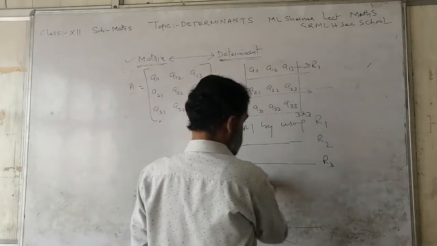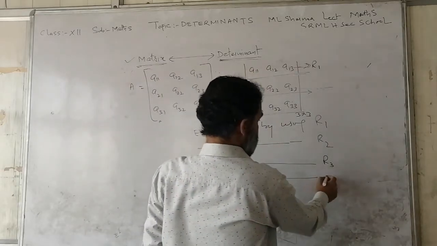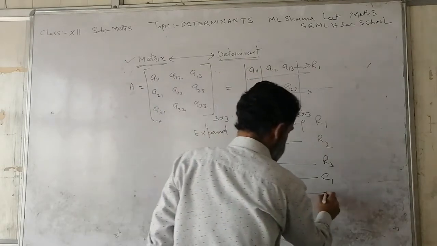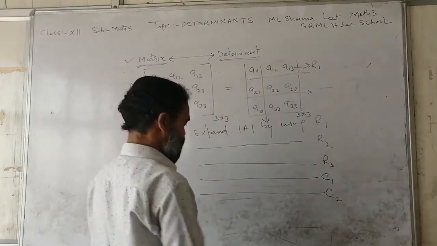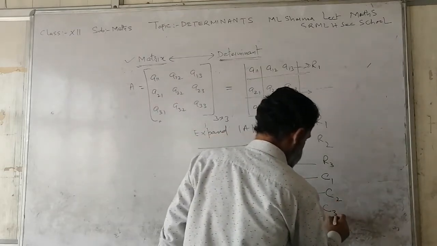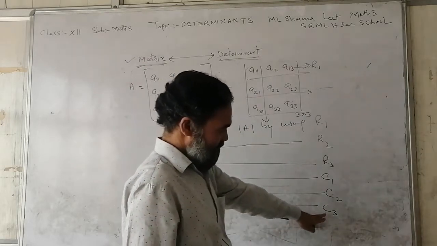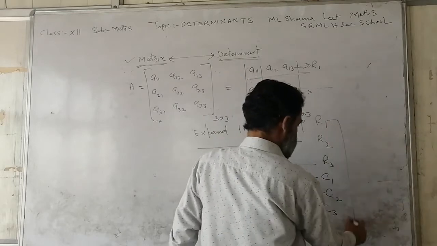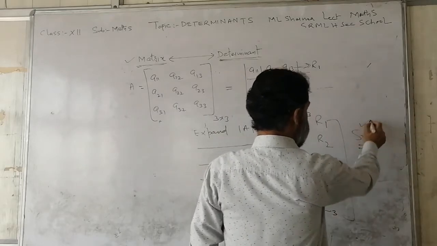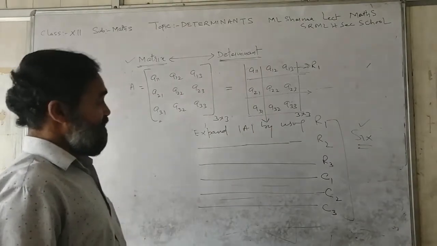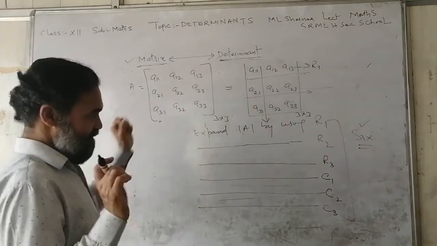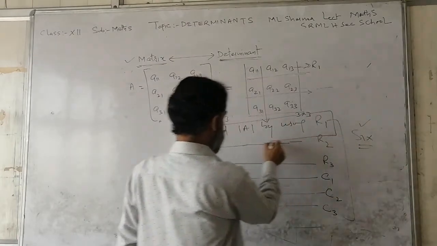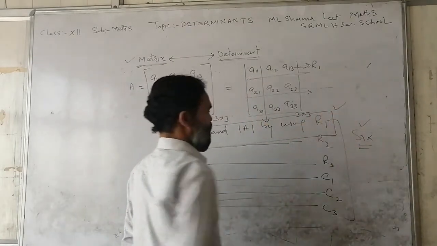Again, I can expand this by making use of the C1 column, this column. This can be expanded by making use of column C2, and again this can be expanded by making use of column C3. So 1, 2, 3, 4, 5, 6. There are 6 ways by which a 3 by 3 determinant can be expanded. But mostly we make use of row 1 to expand a determinant.